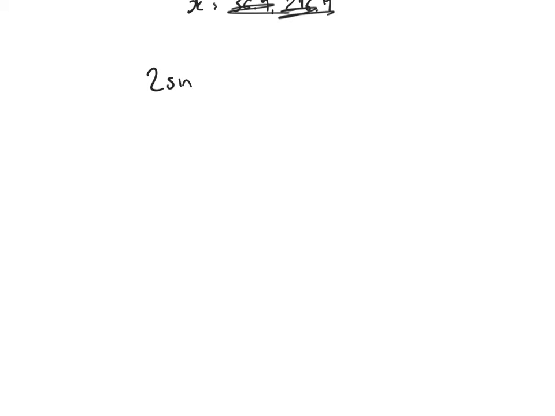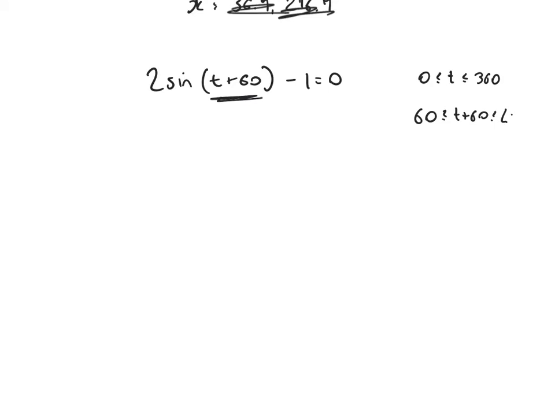We're going to solve 2 sine t plus 60 minus 1 is equal to 0, and we're looking for solutions that lie between 0 and 360 for t. Okay, so the compound angle this time is telling me to add 60 degrees, so the lower limit becomes 60 and the upper limit will be 420.